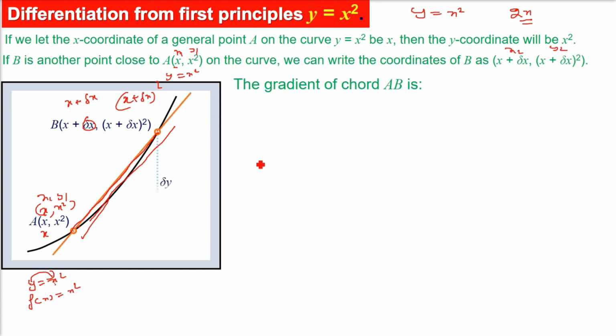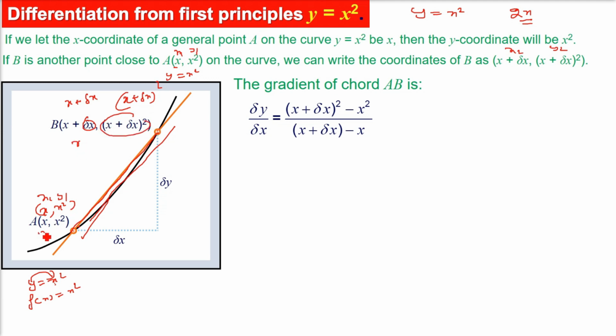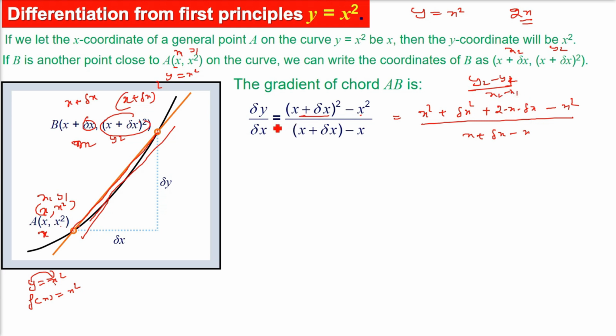Now first let us find the gradient of the chord, because two points are there, it is easy. y2 minus y1 over x2 minus x1. This is the gradient of the chord. Remember, we are not interested in the chord, we are interested in the tangent. So what is this? x plus delta x whole square minus x square, divided by x plus delta x minus x. This is (a plus b) whole square, a square plus b square plus 2ab, minus x square, divided by x2 minus x1. Just cancel these two x. So y2 minus y1 we have taken in the numerator, and x2 minus x1 in the denominator. I hope you got the idea.